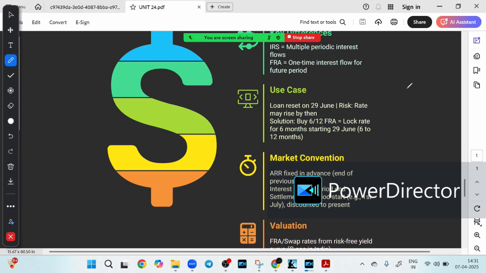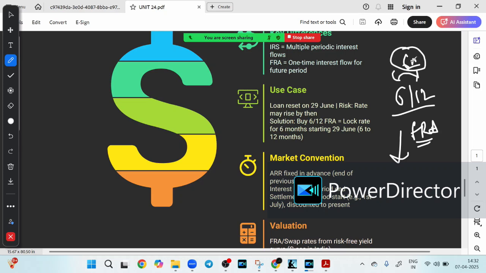The solution is that they buy a 6 by 12 FRA, right? Which means locking in today's rate for the 6-month period from 29th June to December. So what is the difference here? 6 months is the difference. So they have locked in today's rate, starting from 29th June to December.